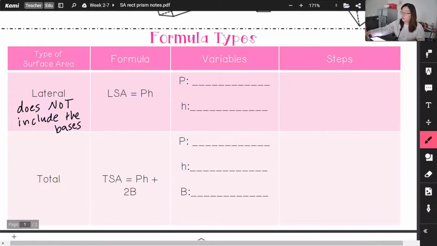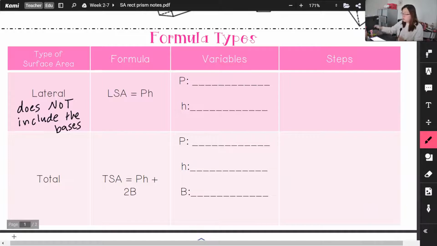includes the bases. So here is our rectangular prism. And I just folded this little post-it note so you can see, like, well, this is extremely messy, but hopefully you get the idea. Now this makes total, because now this rectangular prism also has bases, right? So that's the difference between lateral and total.